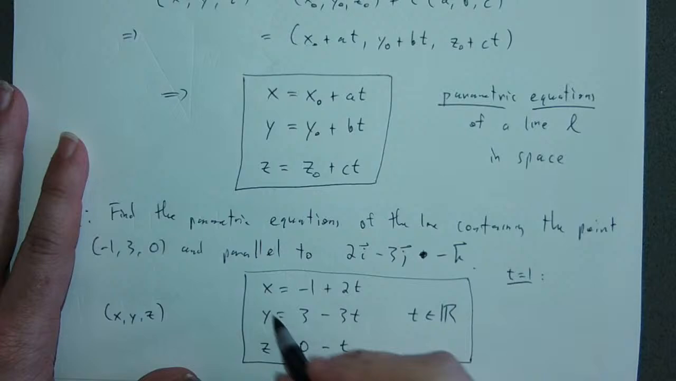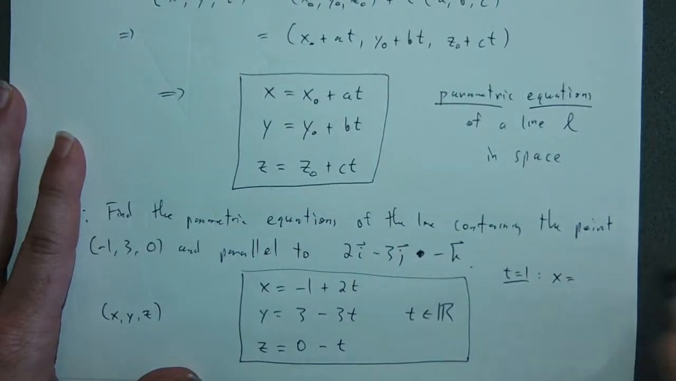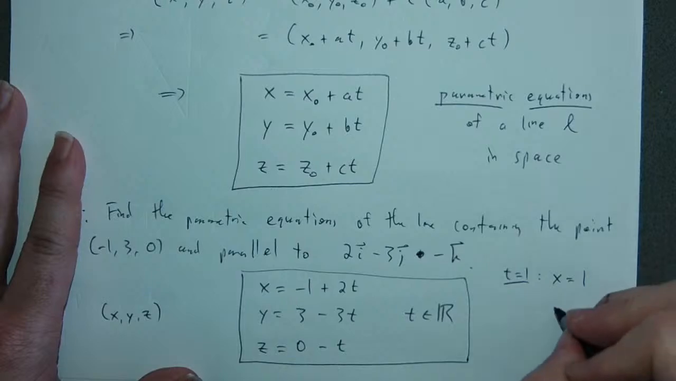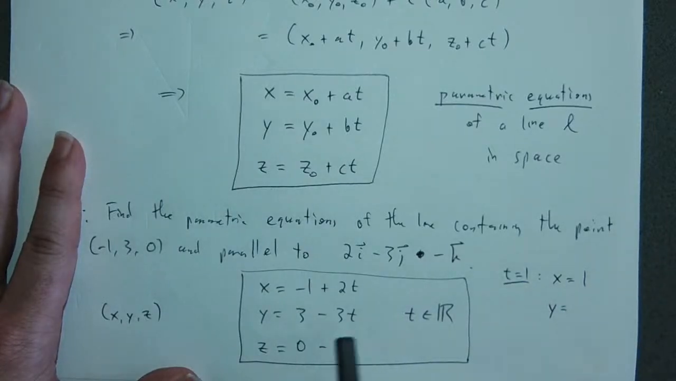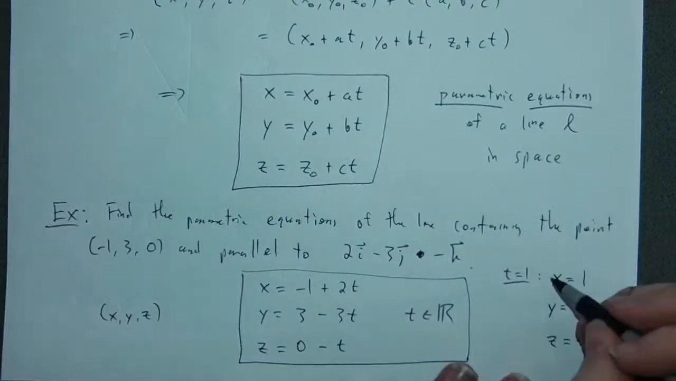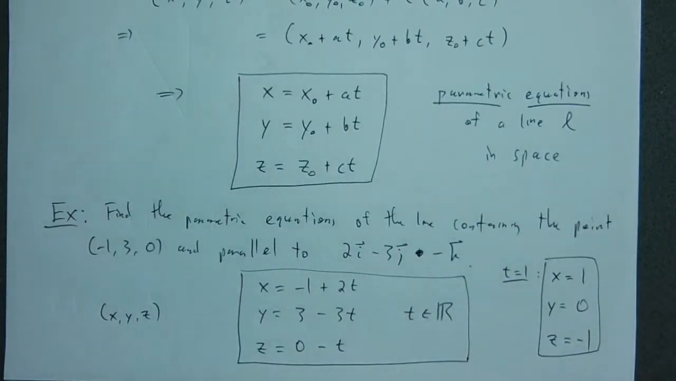All right, so if t is equal to 1, what point do I get? X is equal to -1 plus 2, so that's 1. Y is equal to 3 minus 3, so that's 0. And z is equal to -1. So here is another point on that same line, and I could have used this point instead.